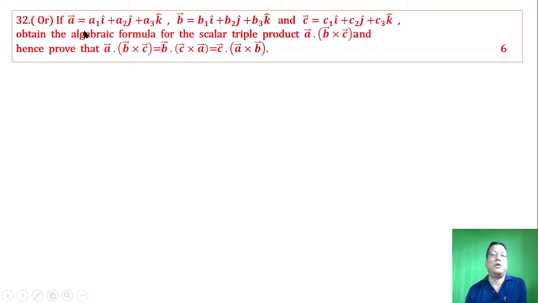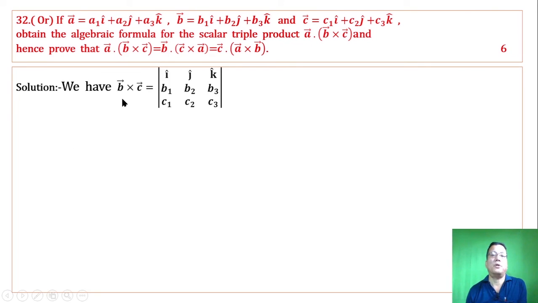If a vector a is equal to this in terms of i, j, k, b vector is equal to this, and similarly c vector is equal to this, obtain the algebraic formula for the scalar triple product a dot b cross c, and hence prove that a dot b cross c equals b dot c cross a equals c dot a cross b. 6 marks.